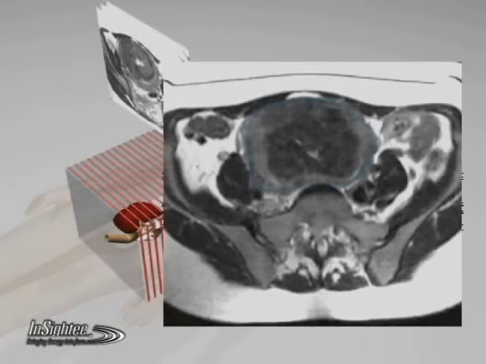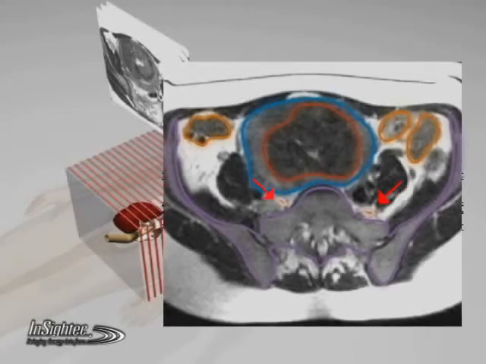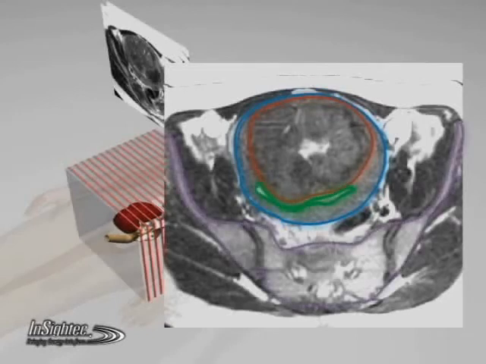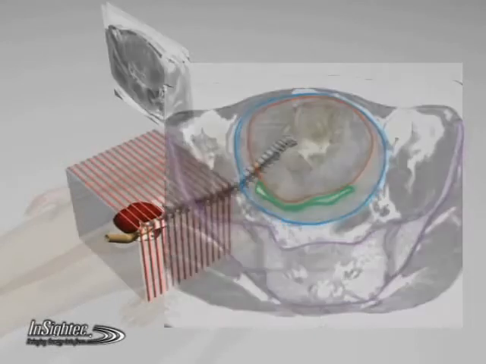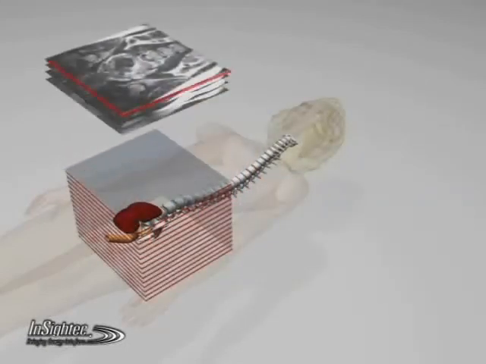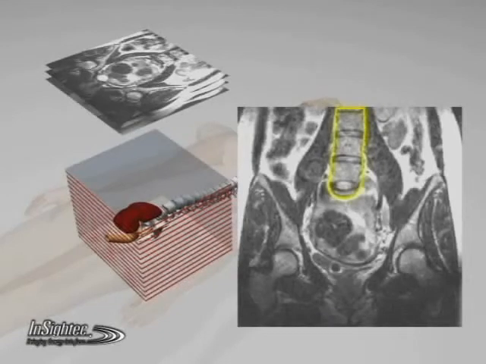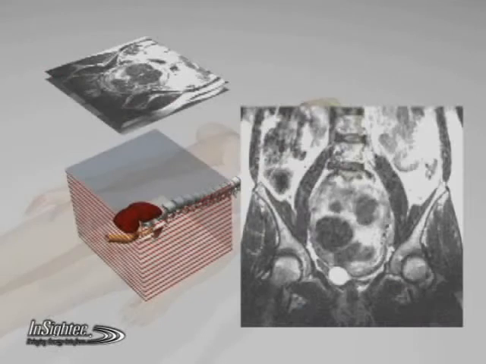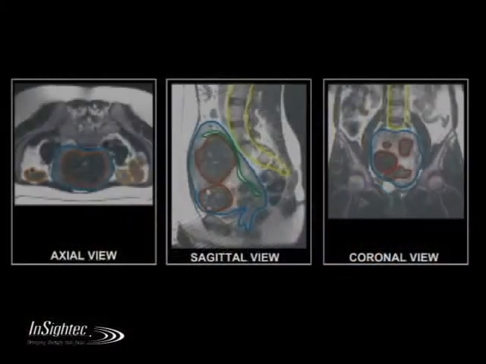The axial orientation shows the uterus, uterine fibroid, bowels, sacral nerves, and pelvis. In this slice at a different depth, you see the uterus, uterine fibroid, endometrium, and pelvis. The coronal view shows these organs from a third orientation. The next slice shows the same anatomy at a different depth. This visualization enables the physician to clearly identify the anatomy and treatment target for safe and effective treatment.